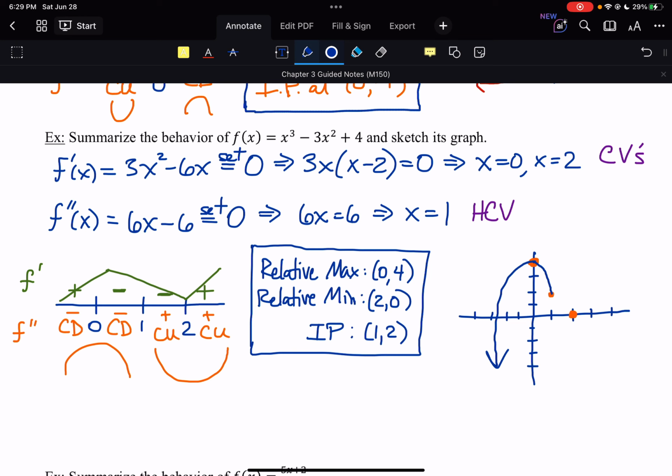So there's our concave down. And now it flips to concave up. It hits our min. And it does something like that. So we have increasing, decreasing, increasing, concave down, concave up. So that matches all of our different conditions there.